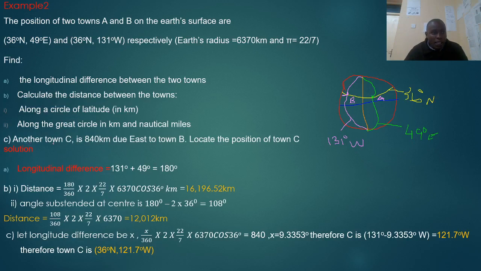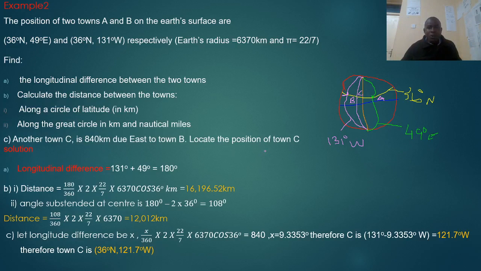And then you are told that another town C is 840 kilometers due east of town B. So the town C is due east of this. So it must be inside of that. So your C will be around here. This is where your town C will be. So if we have your town C here, now we have this and this. So the sketch is very important. It's good to sketch for you to be able to do the calculations.